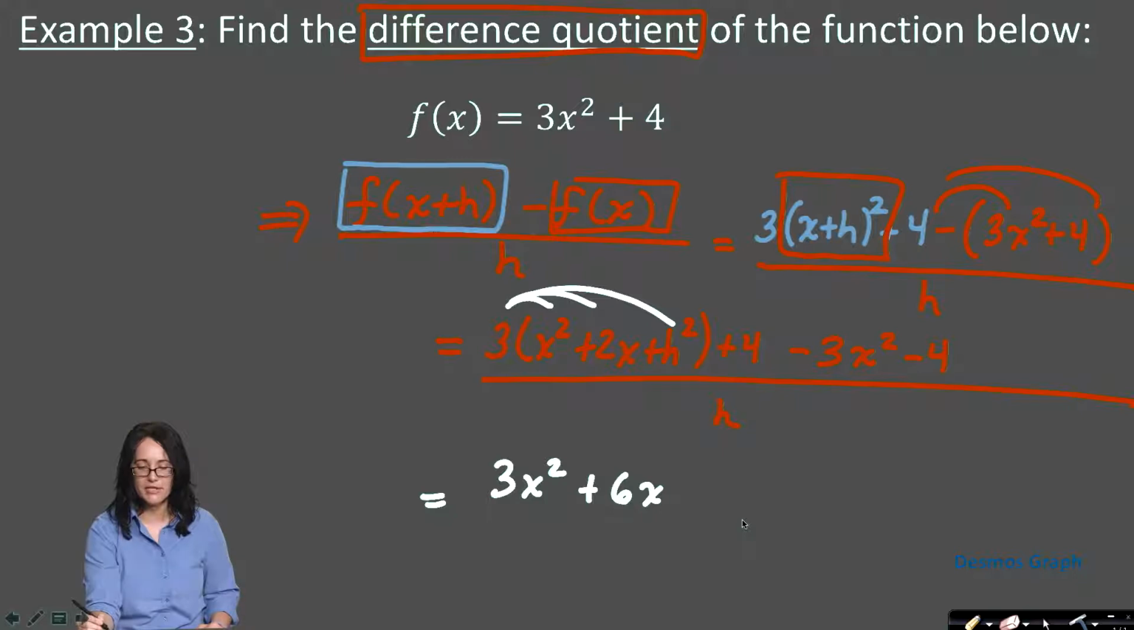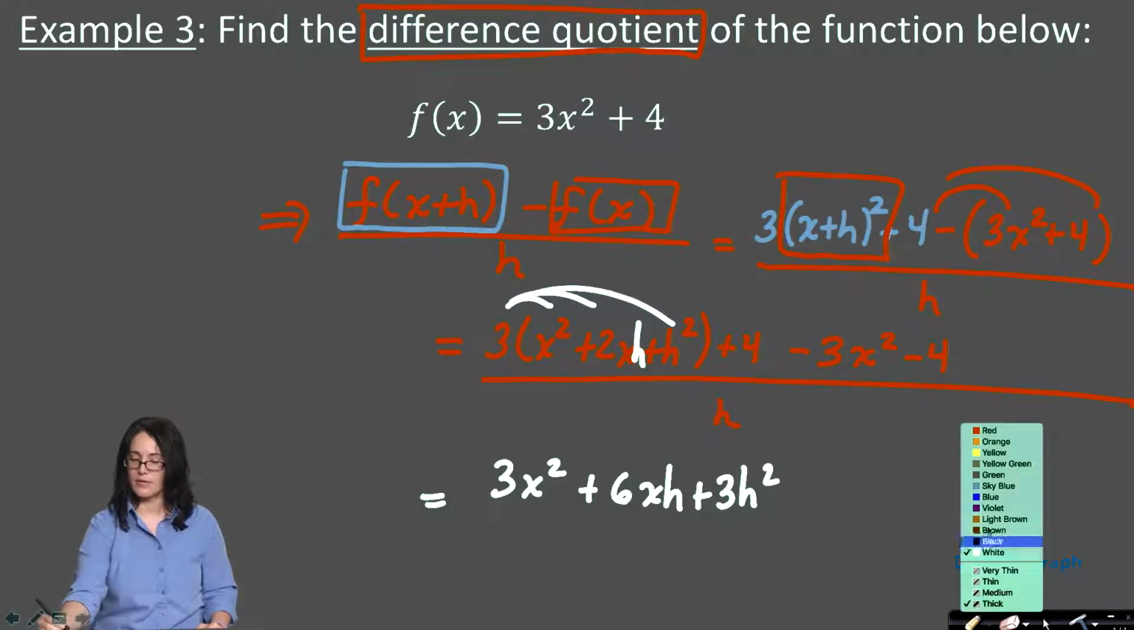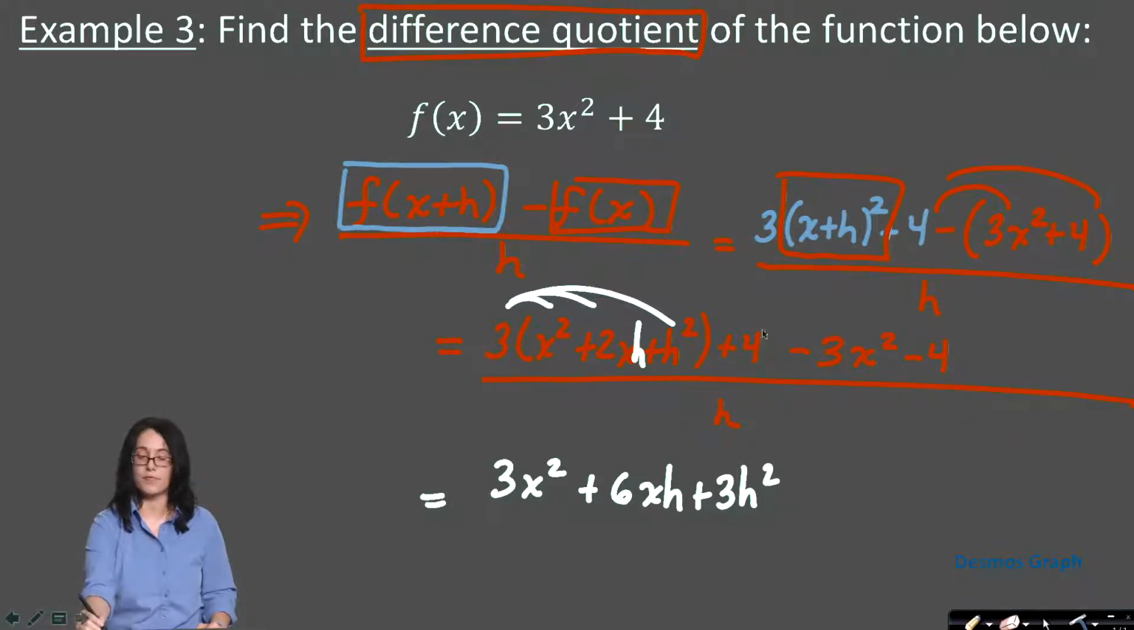Let's see, did I forget an h somewhere? Yeah, I did. That's an h right there. 6xh, I should say, plus 3h squared. So if you saw an h missing there, you were not incorrect. Your professor just forgot to write it. 3h squared. And then we have next to it, some things have canceled, haven't they? Yep, the 4s are dead. Death to you, death to you. And we just have the negative 3x squared all over h.